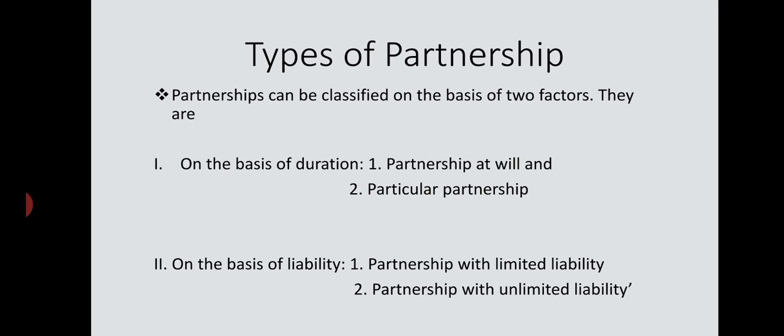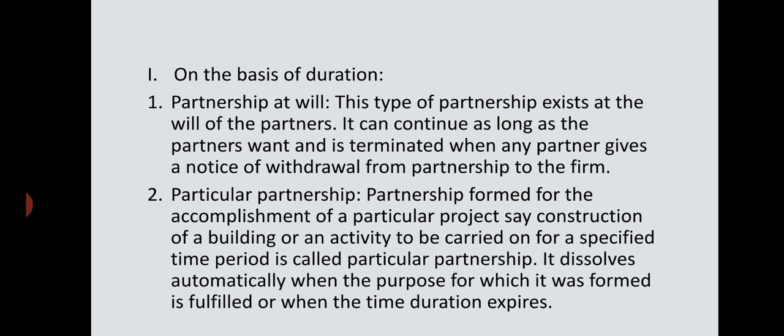First one is on the basis of duration and the other is on the basis of liability. On the basis of duration, there are two types: partnership at will and particular partnership. On the basis of liability, again there are two classifications: partnership with limited liability, which we call limited partnership, and partnership with unlimited liability, which we call general partnership. So we'll see the first one on the basis of duration, partnership at will.